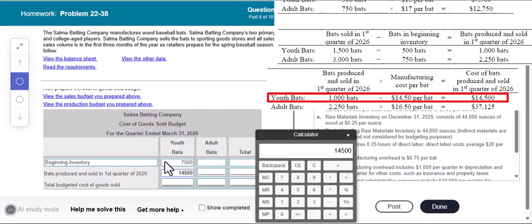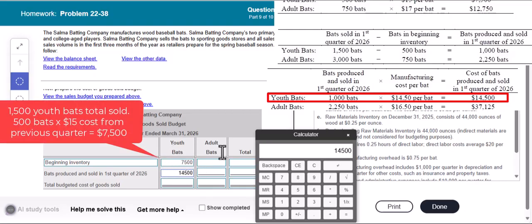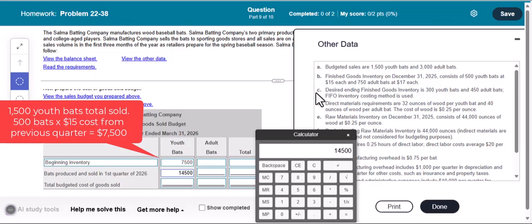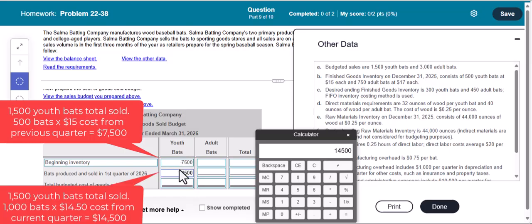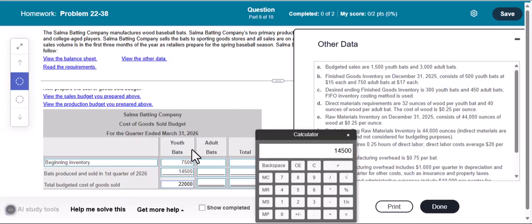So now you can see we've calculated the first 500 at this old $15 cost, and then this one we calculated at the new cost of $14.50 per youth bat. So now we are going to add both layers together to get a total here of 22,000 for our youth bats, the total budgeted cost of goods sold for them. And that's at the old cost of $15 here, and then at the new cost of $14.50 here. And now let's do the adult bats beginning inventory.